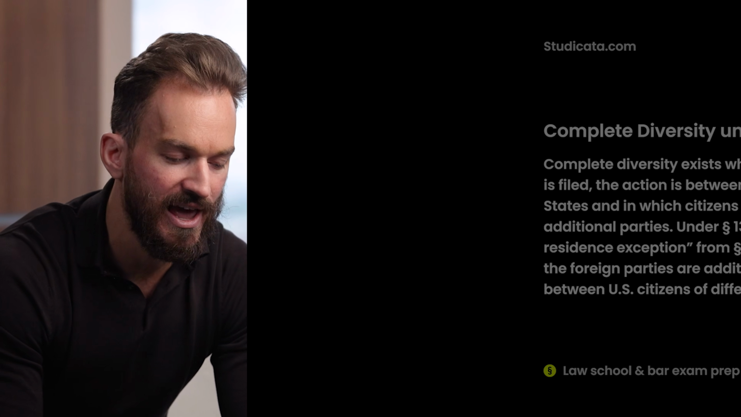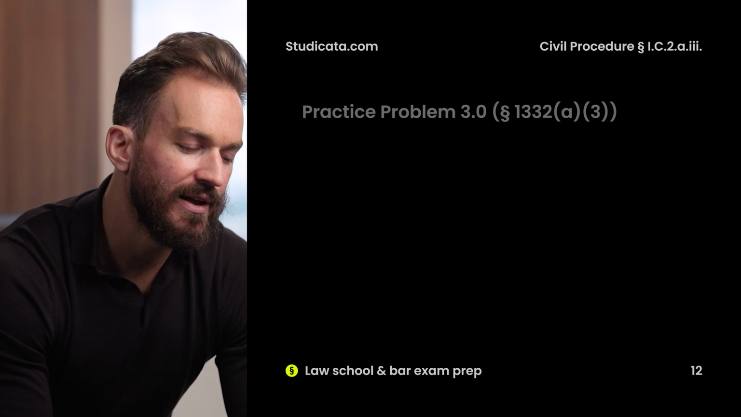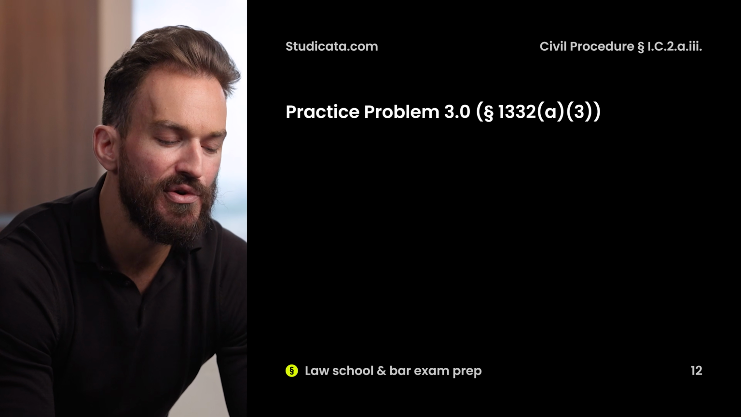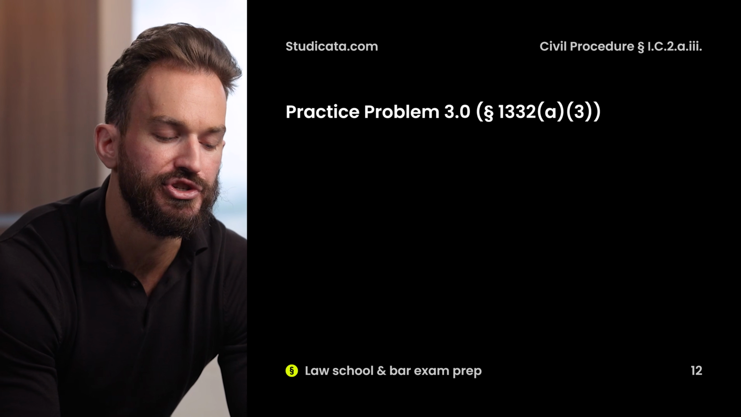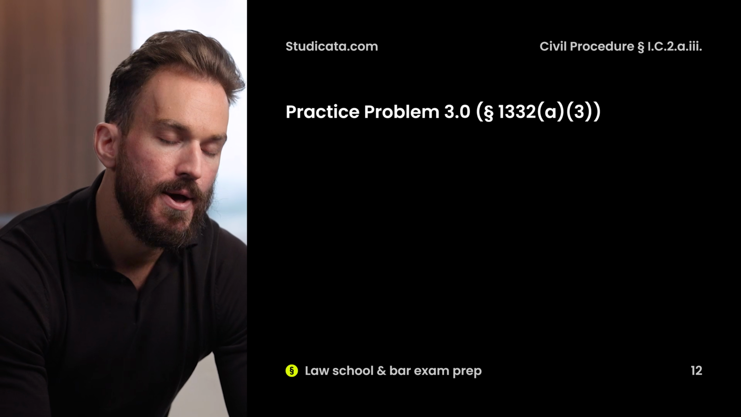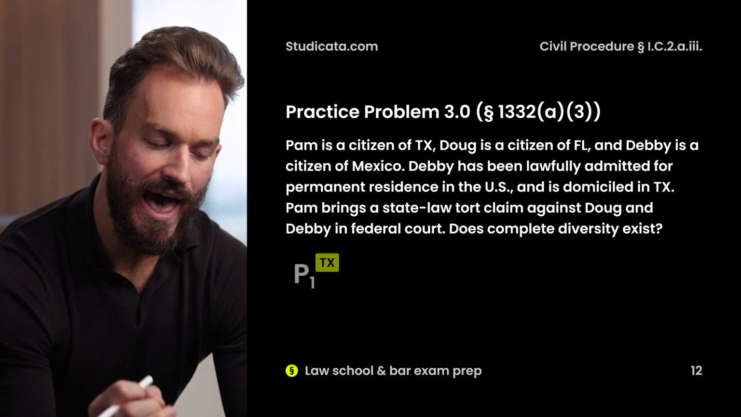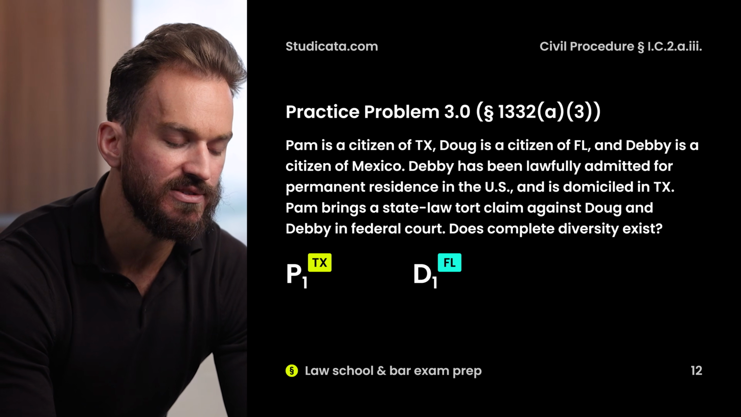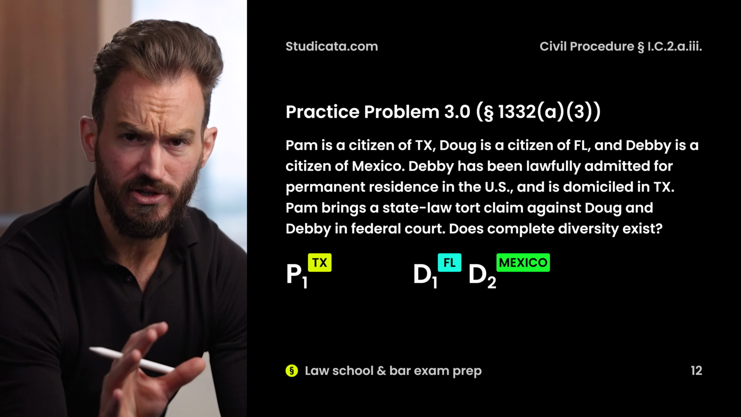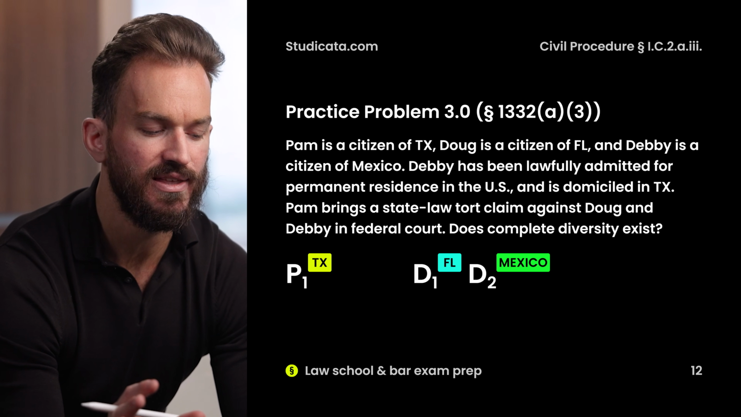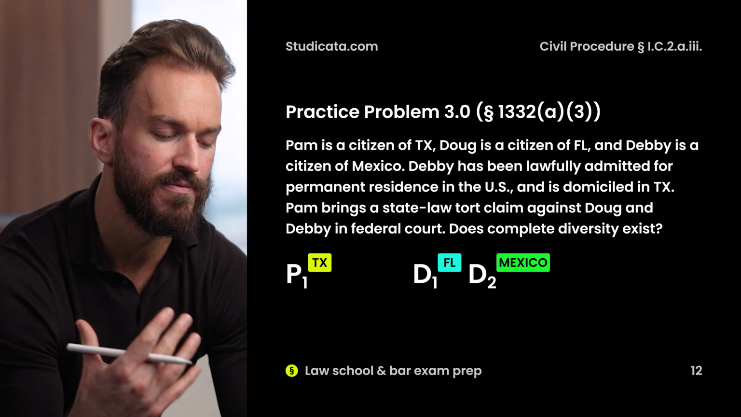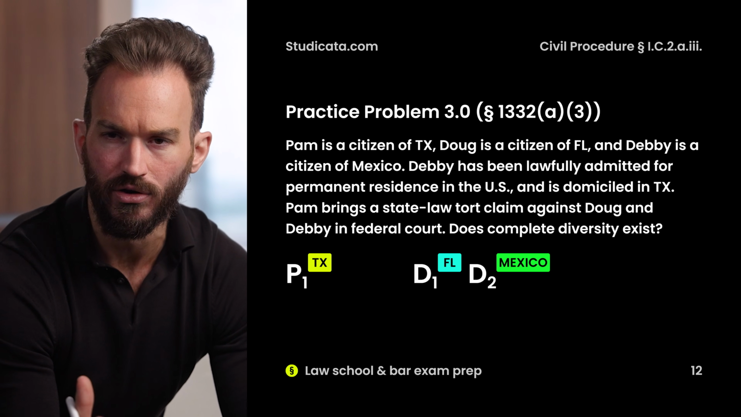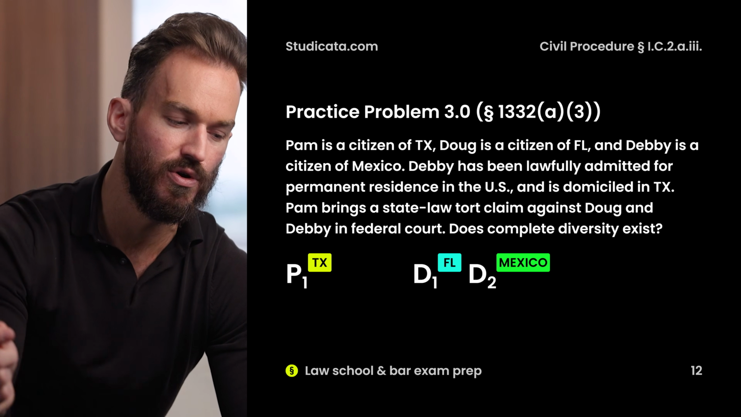Okay, so let's look at an example here. Practice problem 3.0 on section 1332(a)(3). Pam is a citizen of Texas. Doug is a citizen of Florida. And Debbie is a citizen of Mexico. So you see how right there, basically Debbie, our person from Mexico, is like a third wheel. That's what we mean by additional party, right?